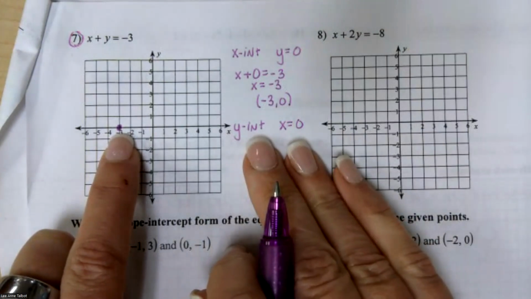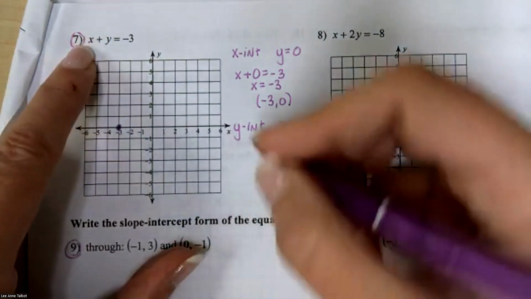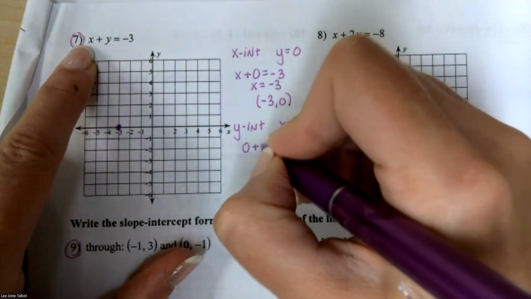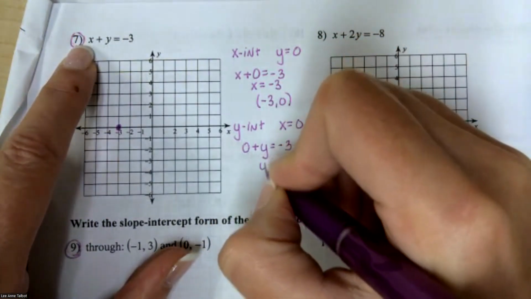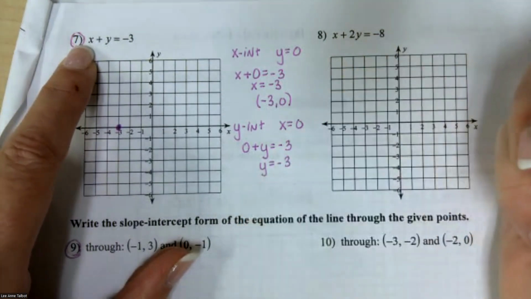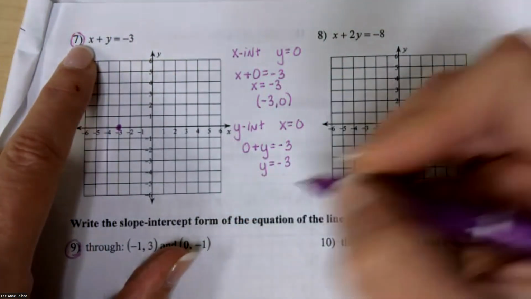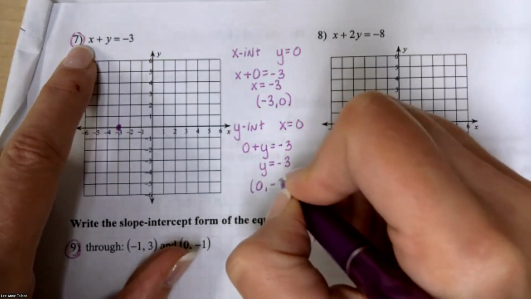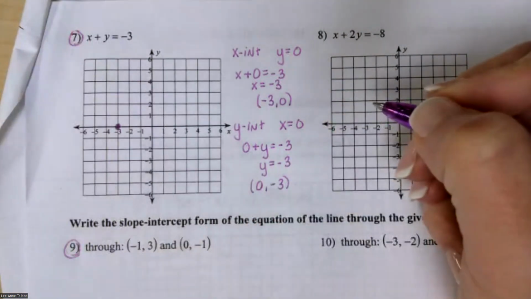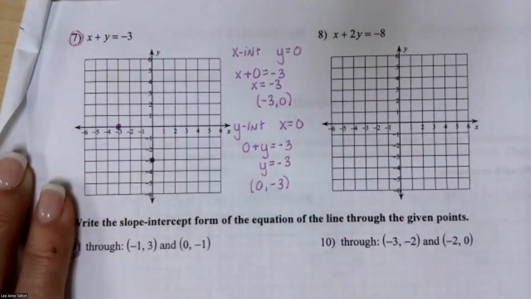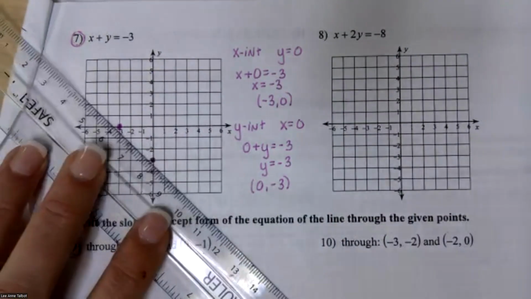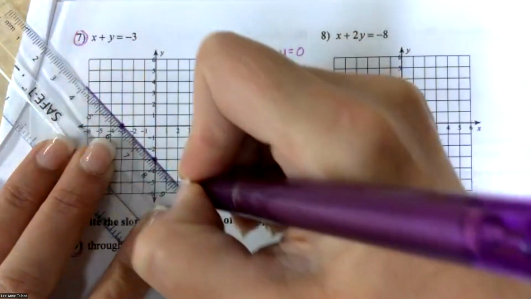Okay, and then y-intercept, we're going to put 0 in the x spot. So 0 plus y equals -3. Y equals -3. So that's the point 0, -3, which is down here, 0, -3. And then draw your line.